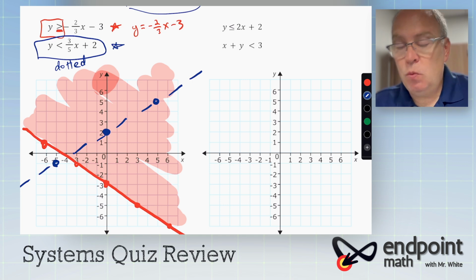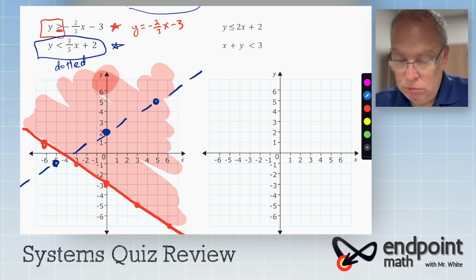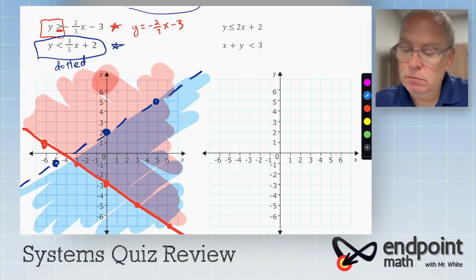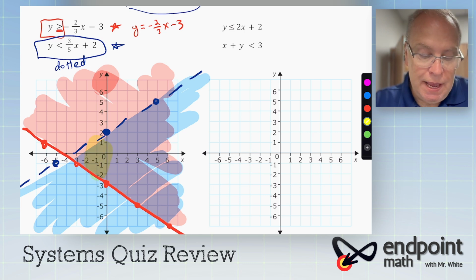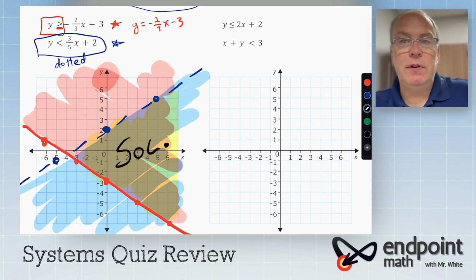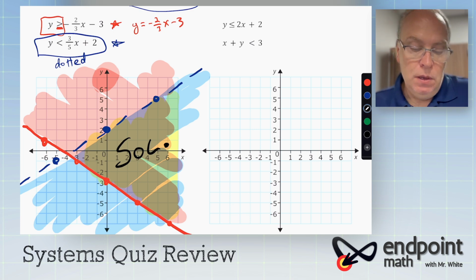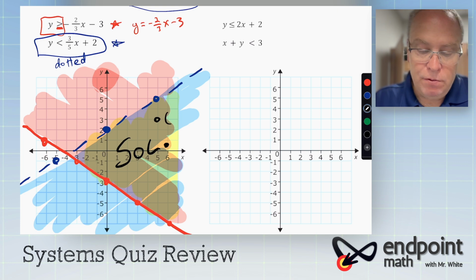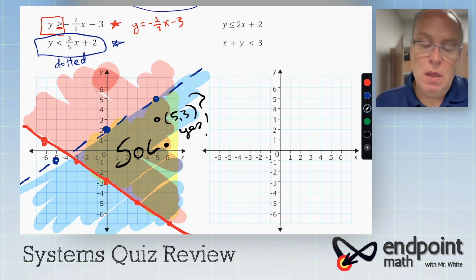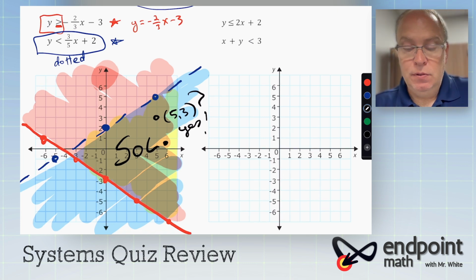Since it's a less than, where are the y's small? The y's are small underneath, so I shade down here. And then the answer region is the highlighted region. So in here, this is where the solutions are. Everything in that region. So if I asked you, is 5, 3 a solution? Yes, it is. It's in that really ugly color, whatever the heck that is. All right, really quickly, let's do the next one.